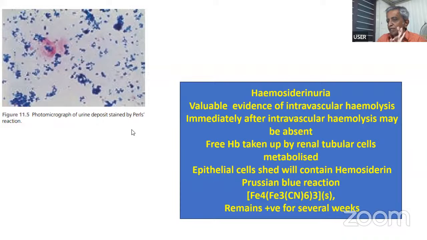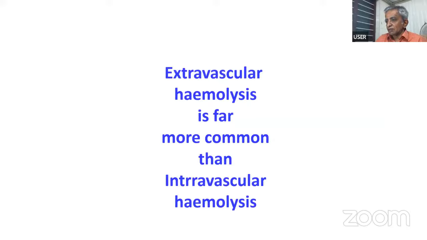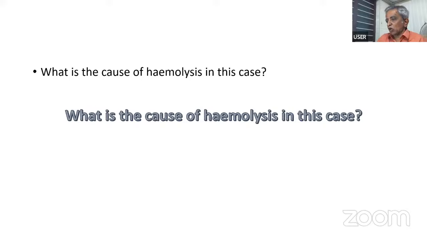Hemosideruria means it is an intravascular hemolysis. It's also called Perls' stain, Perls' reaction. Which is more common, extravascular or intravascular? It is the extravascular hemolysis that is more common. Now, what is the cause of hemolysis? Now we have to analyze the cause of hemolysis in this case. We have seen that it's hemolysis with crisis, and most probably it is an extravascular hemolysis.